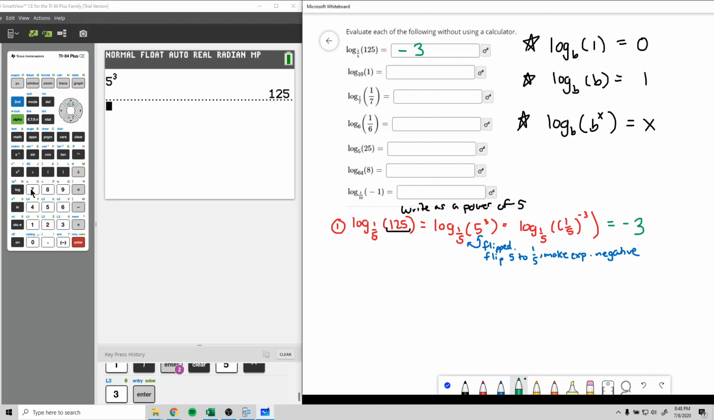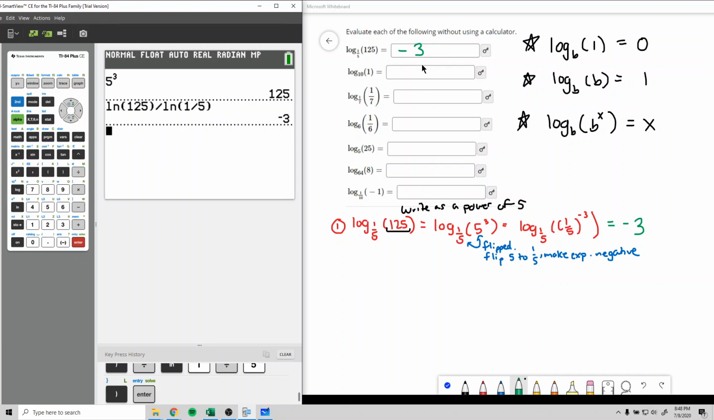If you figure that out on your calculator, I'll do the change of base way. We do the natural log of 125 divided by the natural log of 1/5. We do get -3, so we're good to go. What this is saying is 1/5 raised to the -3 power would be 125. Really, if you can do this one, you should be able to do all of them, because I think this one's the hardest, but we'll see.